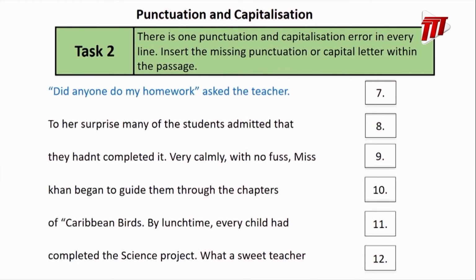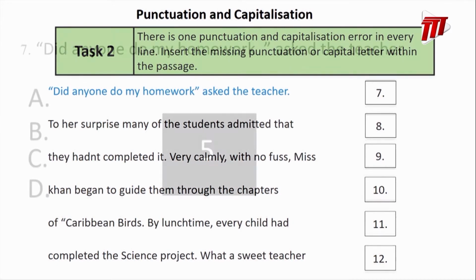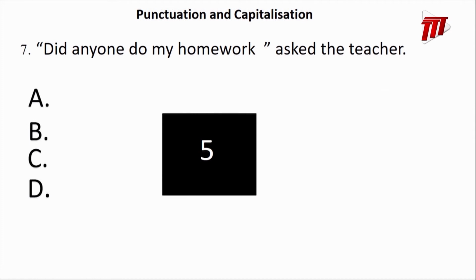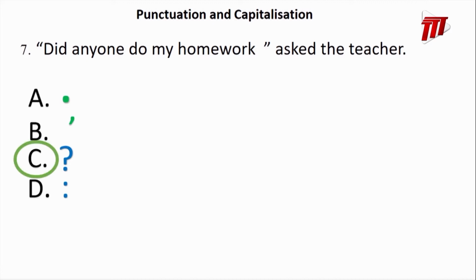Line number 7. "Did anyone do my homework?" asked the teacher. Clearly, we're asking a question in this sentence because they're actually telling you that. The teacher is asking that question. "Did anyone do my homework?" Yes, so you probably figured out already that you are missing an end mark, but it's a question mark, yeah?